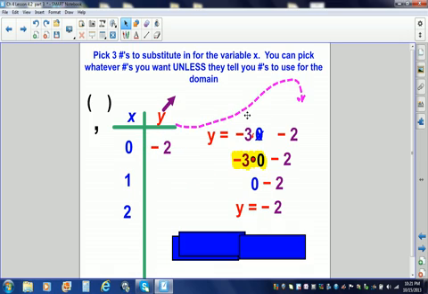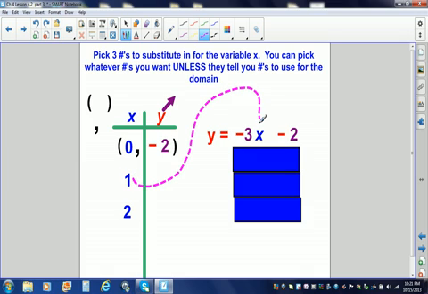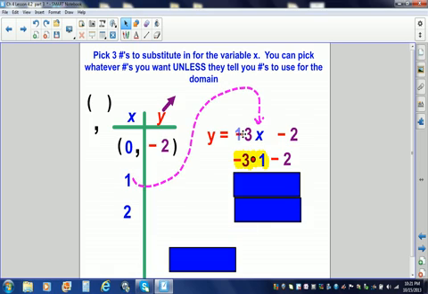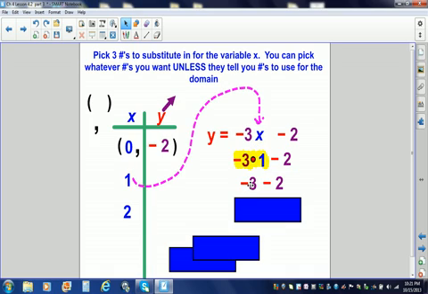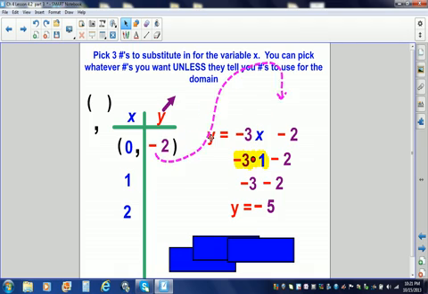I'm going to put it over here in my chart. I now have an ordered pair: 0, -2. Next, I'm going to substitute, plug and chug, 1 in for the variable x. The coefficient and the variable were touching each other. That means multiplication. So I am going to multiply negative 3 and 1. Following order of operations, I get negative 3. Negative 3 minus 2 gives me negative 5. So when I plug in 1, I get negative 5.